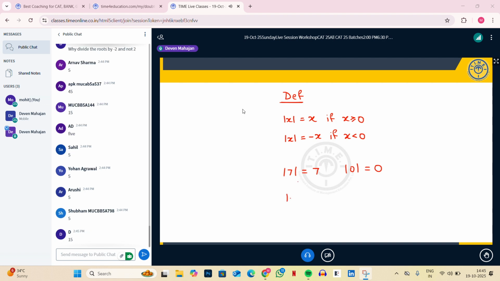But if you take modulus of -5, it becomes minus of -5. Since -5 is negative, modulus उसके आगे एक और नेगेटिव नंबर साइन लगा के उसको पॉजिटिव कर देता है. So when you input a negative number, you get a positive output. That is the basic definition of modulus.